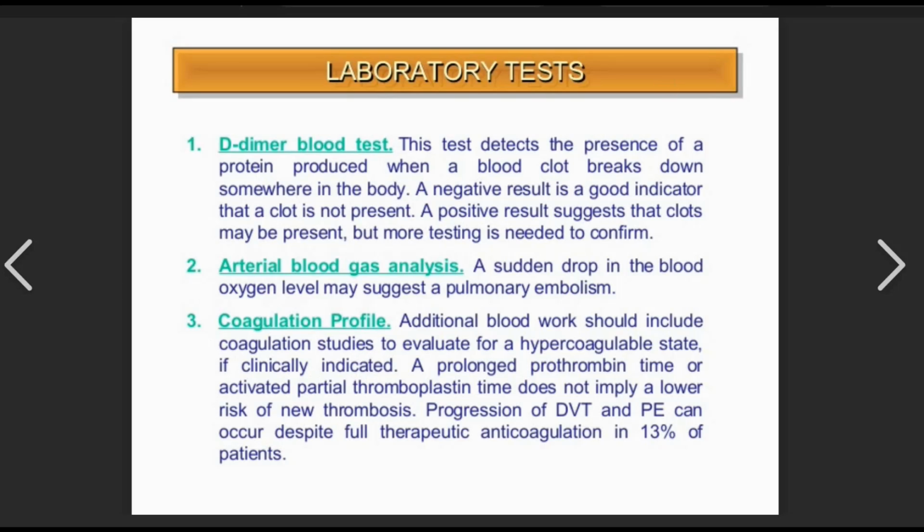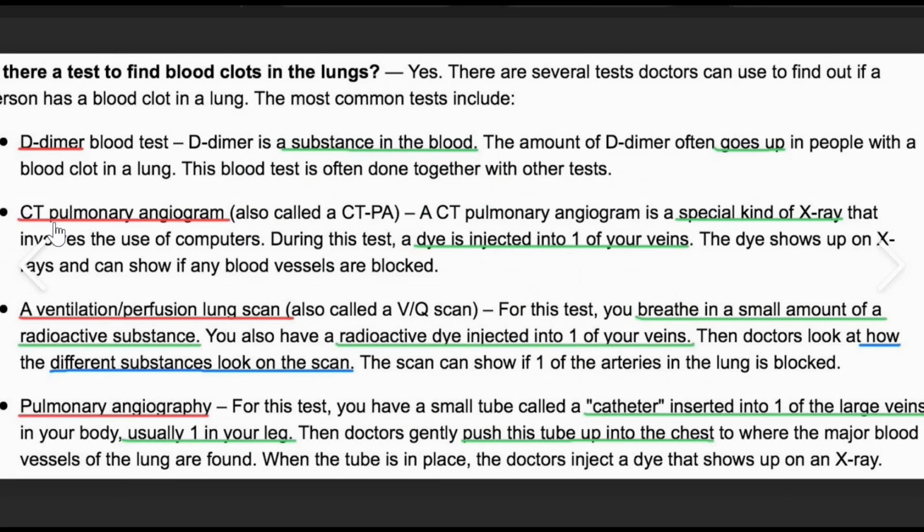Next we'll see some of the imaging tests done to rule out PE. It includes CT pulmonary angiogram, also called CTA or CTPA. In this, a contrast is injected into the vein during the CT scan, and it helps to identify any block in the pulmonary vessels or in the pulmonary arteries. The next one is the VQ scan. VQ scan means ventilation perfusion lung scan. During the scan, instead of contrast, a radio opaque dye is injected, and it helps to identify any filling defects.